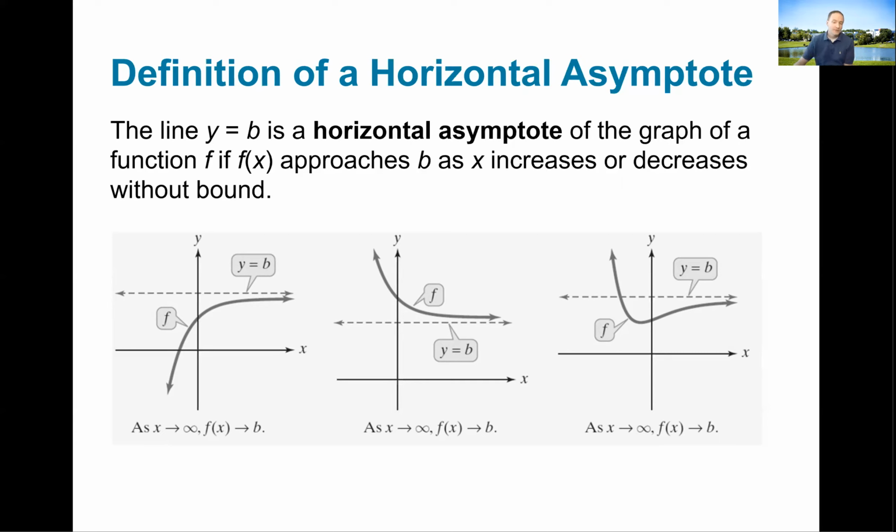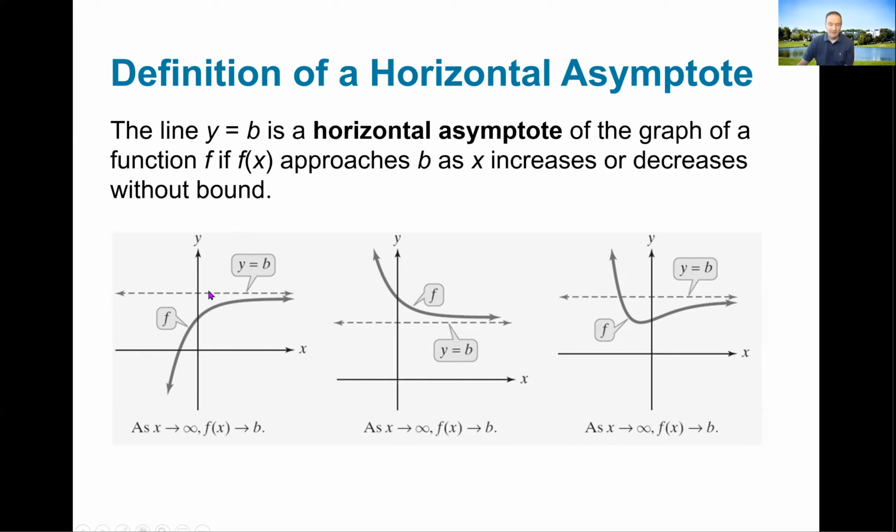If as x goes towards infinity, you're approaching some finite value of y, then we're going to have a horizontal asymptote. Or as x approaches negative infinity and you approach some finite value of y, you'd have a horizontal asymptote. So please notice here, I said the line y equals b is a horizontal asymptote of the graph of the function f if the function approaches b as x increases or decreases without bound. So in this first scenario, I'm saying that as x goes towards infinity, if you move forever and ever to the right, the y values are getting gradually closer to some value of b.